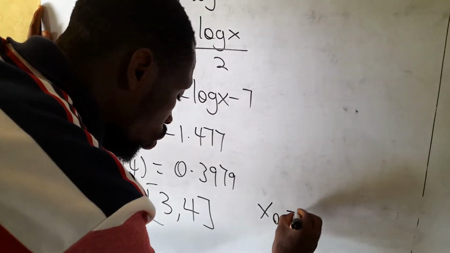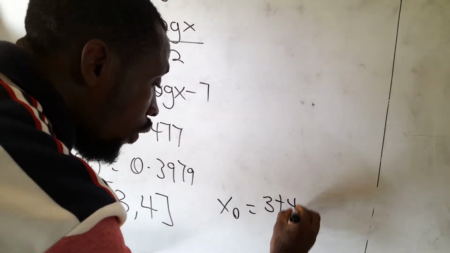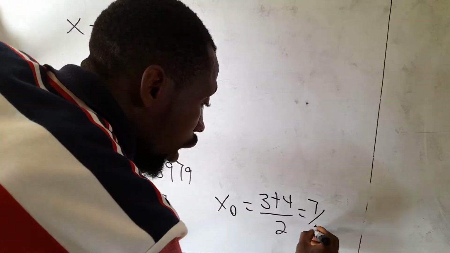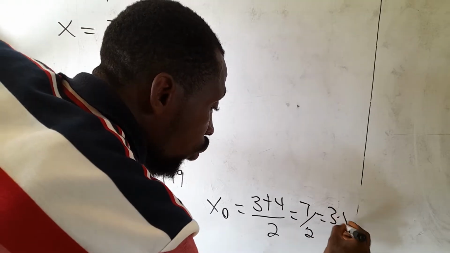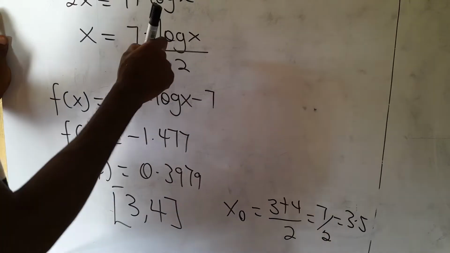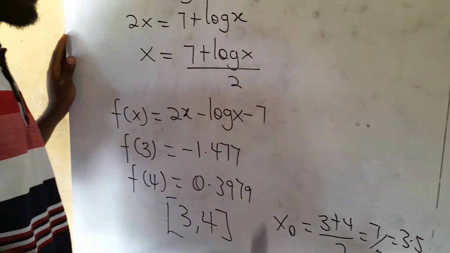Then we can find our x naught. Our x naught will be equal to 3 plus 4 divided by 2. 3 plus 4 is 7, divided by 2 will give us 3.5. So now we got our x naught. We substitute it in place of x here to get our x1.